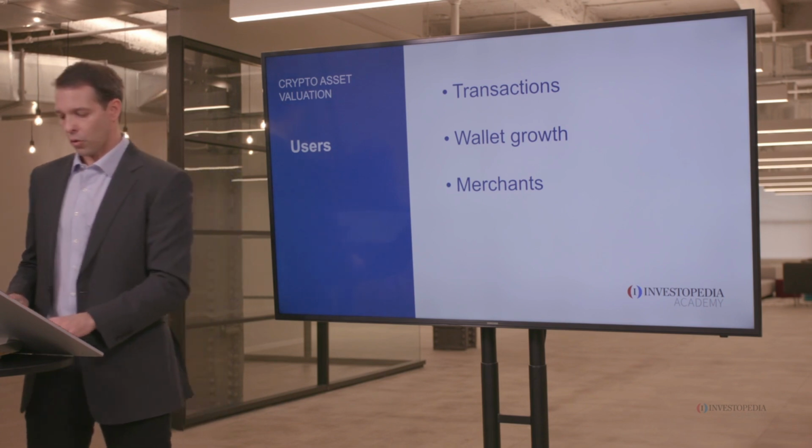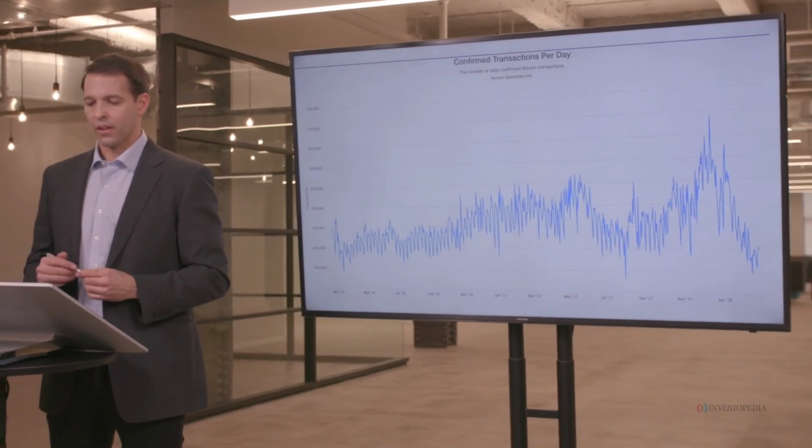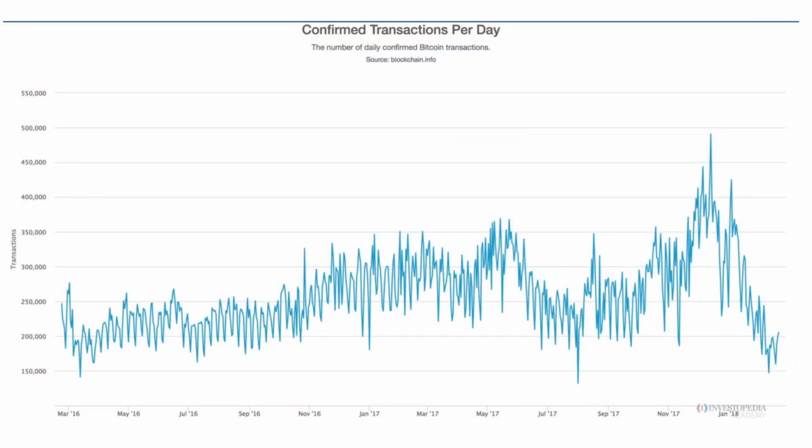So I'd like to quickly go over the confirmed transactions per day in the Bitcoin ecosystem. And this comes from blockchain.info. And one thing you'll notice here is that transactions in the Bitcoin world really have not grown much in the last couple of years. You had a spike in late 2017, but the amount of daily transactions has pretty much stayed the same.